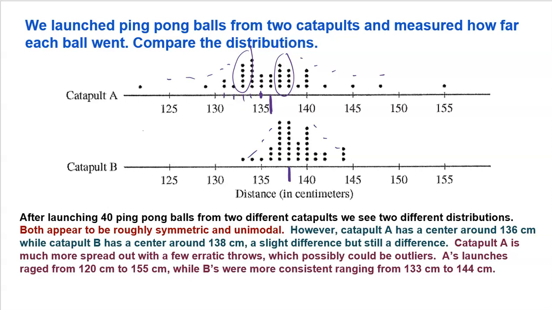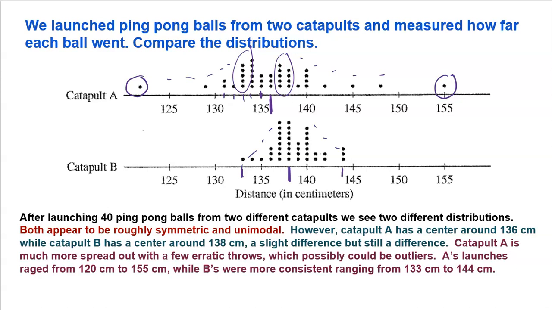And then lastly, the spread. Catapult A is much more spread out, possibly because of those few erratic throws, which could be outliers. We see catapult A has a low all the way down here, around 120, and a max, which could be an outlier, very far away from the rest of the data, 155. That definitely makes catapult A look more spread out. Worth saying that. Catapult B ranges from about 133 to 144, which means catapult B is more consistent, right?